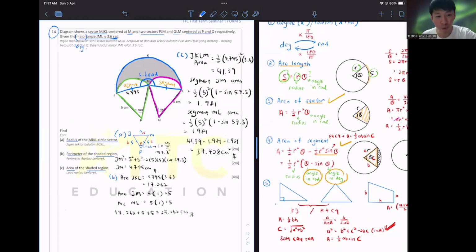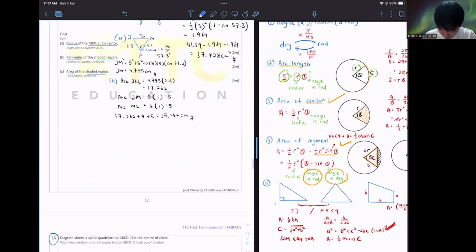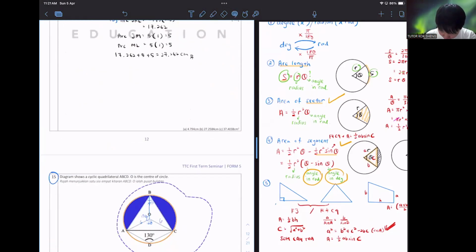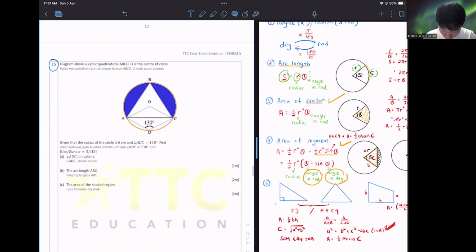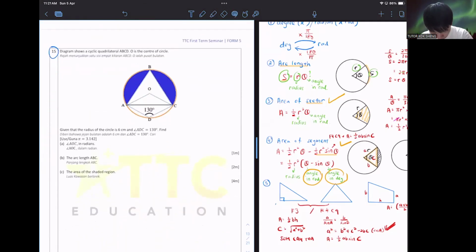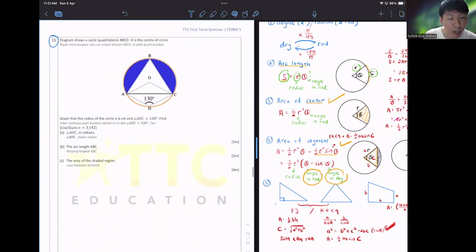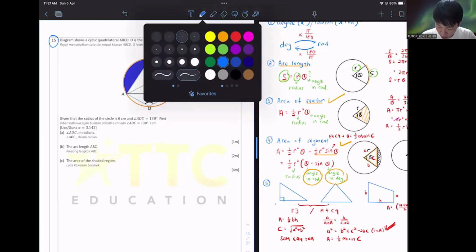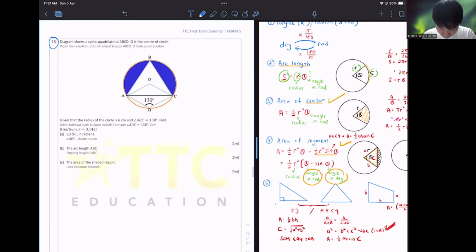Okay, so let's go. Number 15. 7 marks here. The picture you can see maybe is black and white, but you can see the shaded part there, the blue color one. Okay, 15. The diagram shows us cyclic quadrilateral ABCD.